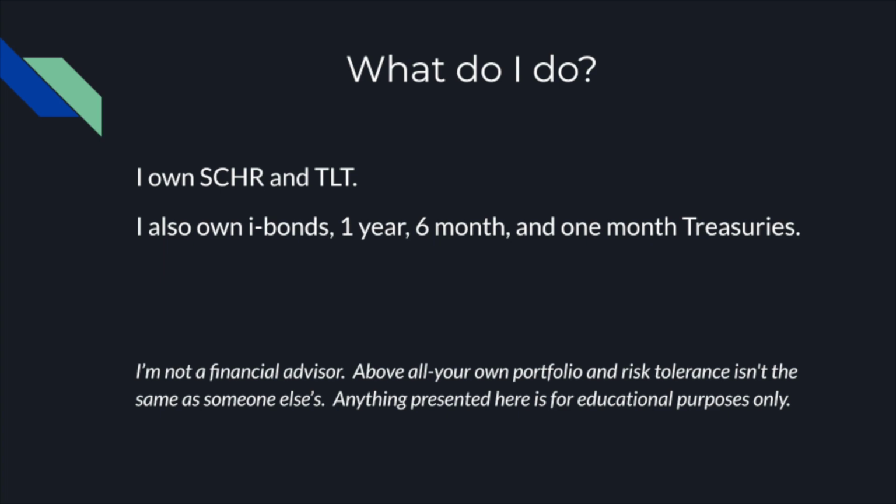Now, here's my disclaimer. I personally own SCHR, that's the Charles Schwab Intermediate Treasury Bond Fund, and I also own TLT that I mentioned earlier. That's the long-term government bonds. These are in my portfolio for risk management purposes, okay? I'm a little bit older than I used to be, so these are in there for risk management purposes. Now, I also own individual bonds like I-bonds. I own some 1-year treasuries, 6-month treasuries, and I think I even might have a 1-month treasury here as well. And so kind of what my personal opinion, everybody's different. I'm not a financial advisor. I'm certainly not telling you what to do.